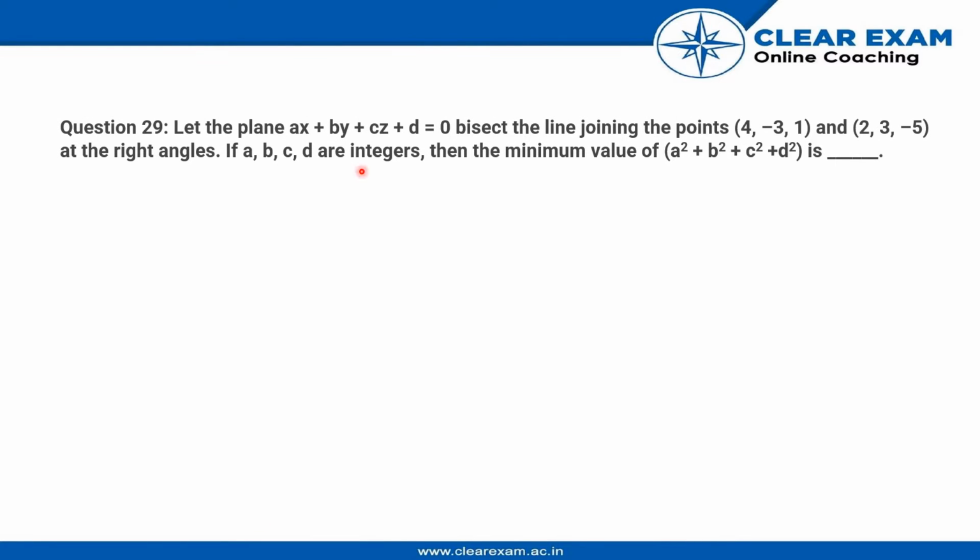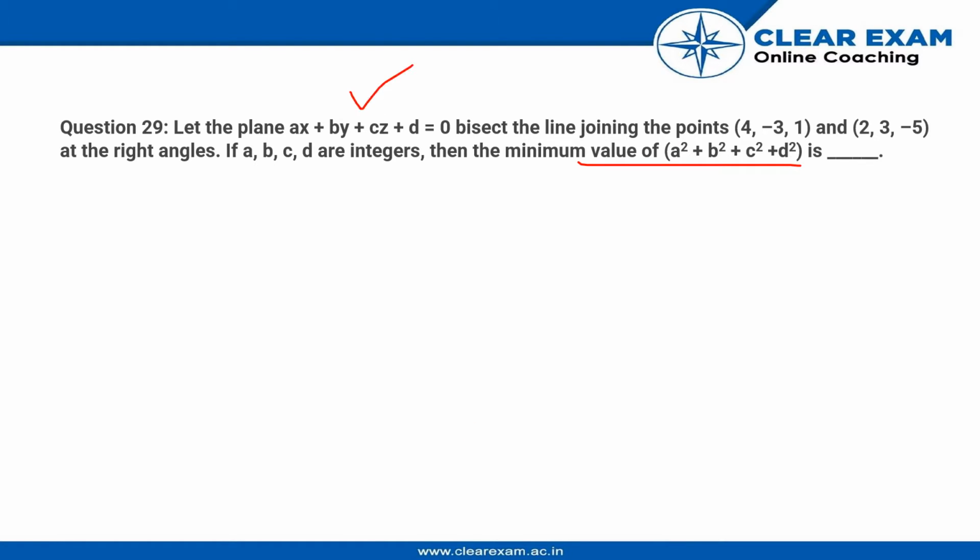Let the plane ax + by + cz + d = 0 bisect the line joining the points (4, 3, -1) and (2, 3, -5) at right angles. So if a, b, c, d are integers, then the minimum value of a² + b² + c² + d² is. So we need the minimum value of the sum of the squares.